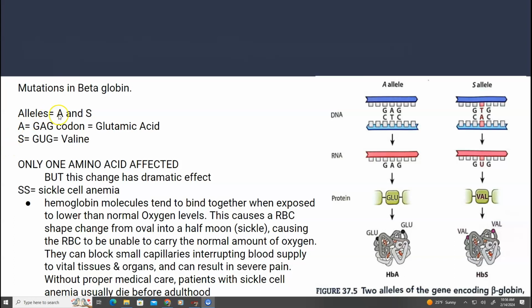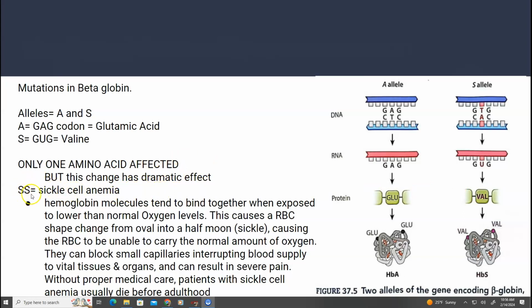So say we have alleles A and S. The allele A codes for a glutamic acid in the amino acid sequence, and the S codes for a valine, as we could see over here. Glutamic acid, and then valine. Okay, so only one amino acid would be affected, but this change has a dramatic effect.